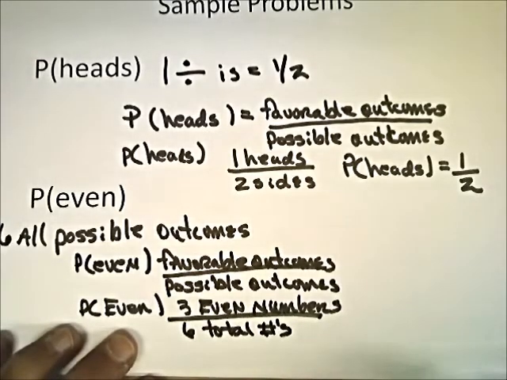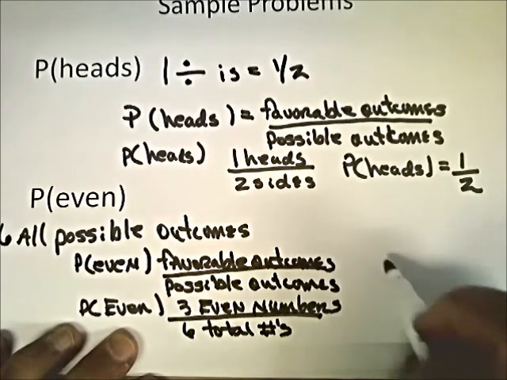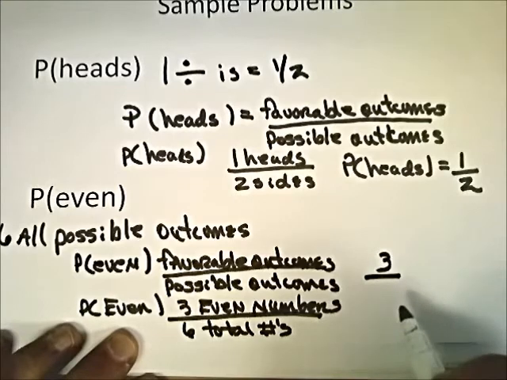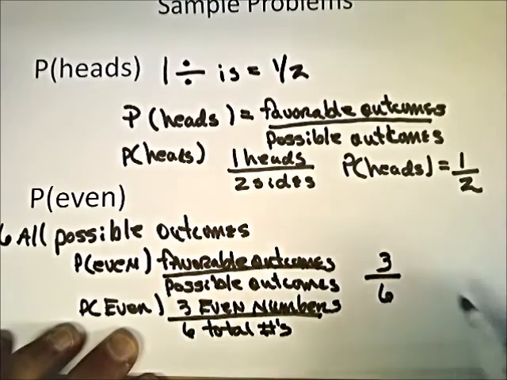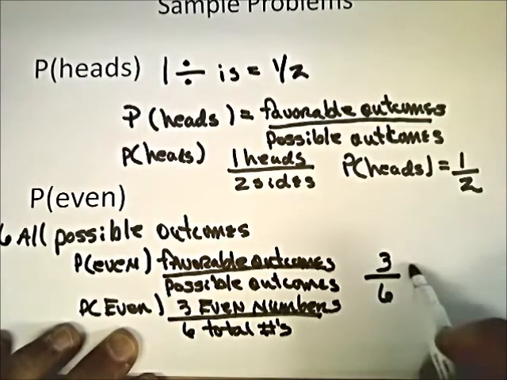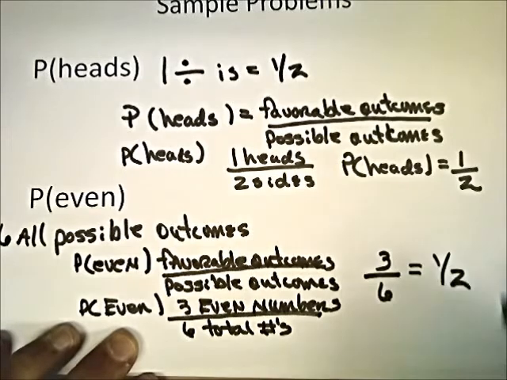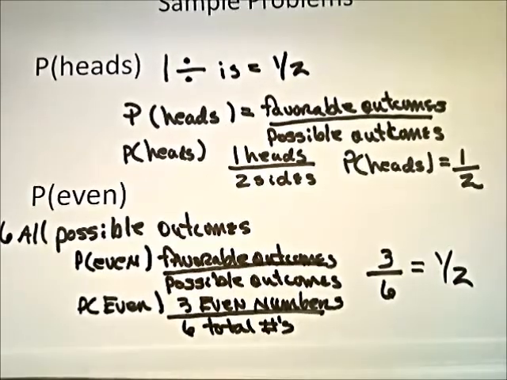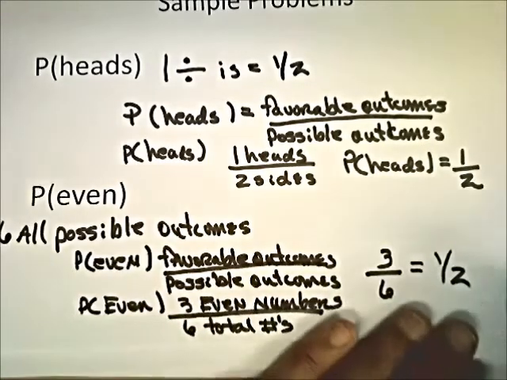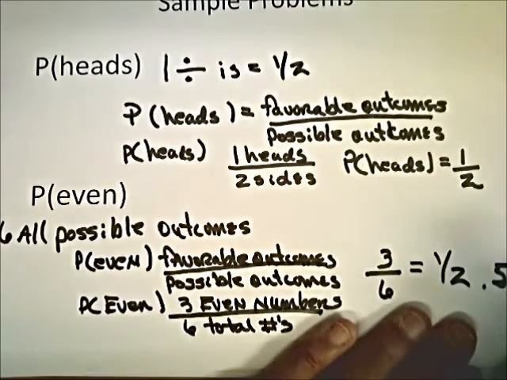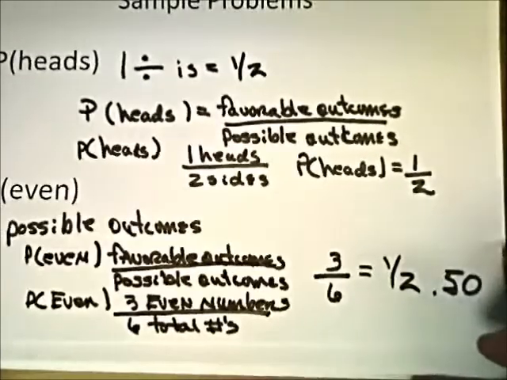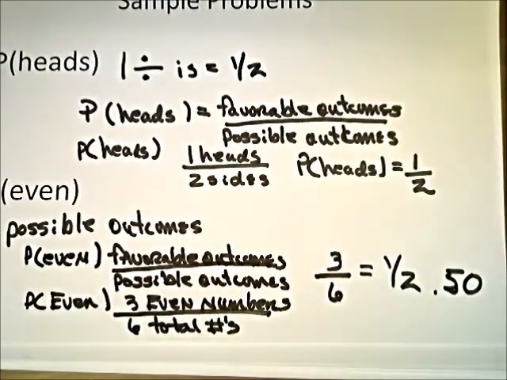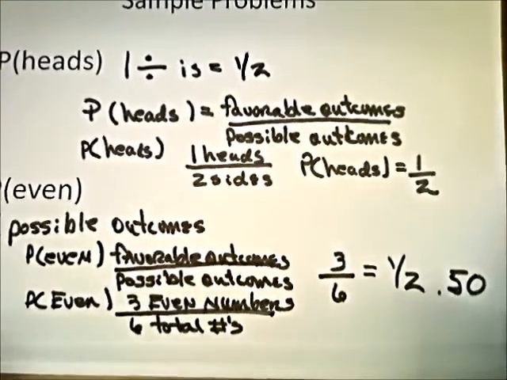Or in a fraction, it would look like 3 favorable outcomes divided by 6 possible outcomes. And we always reduce fractions, don't we? So that would be 1/2 of the time we would get a favorable outcome when rolling a number cube. Of course, we could also write that as a decimal, and I bet you know how to do that. That would be 50% of the time. Same as we had when flipping the coin.